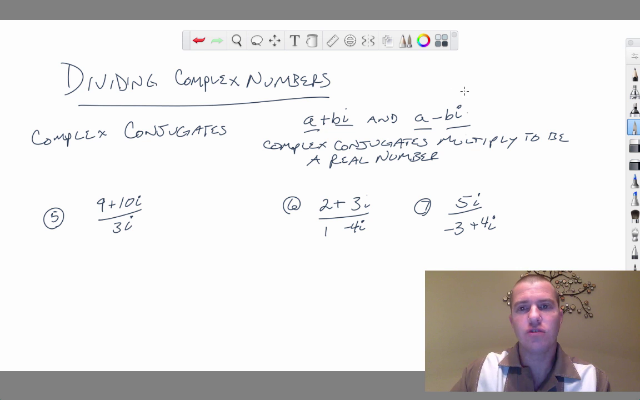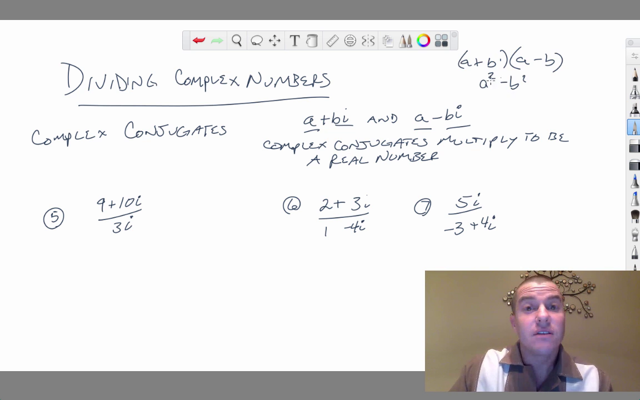It's very similar to that difference of squares where you have a plus b times a minus b becomes a squared minus b squared. And that middle term will cancel out. Well, the middle term is where the i's come from, and that last term is going to be the i squared, and that's going to become a real number.